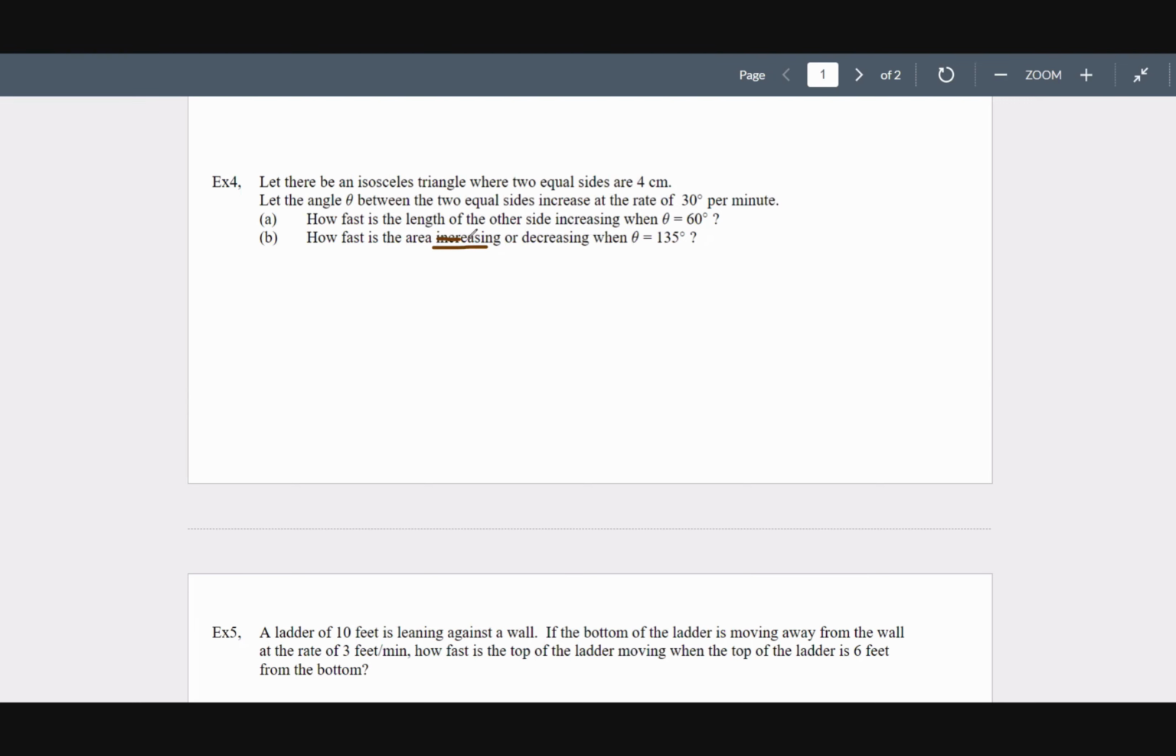Rather than increasing or decreasing, I will use the word changing. If I use the word changing, that obviously means I'm not telling you whether it's increasing or decreasing. That is the word which I actually like to use more. So I would say how fast the area is changing when theta is 135 degrees. You have to show that too as part of the answer. All right, example 4, I like this question.